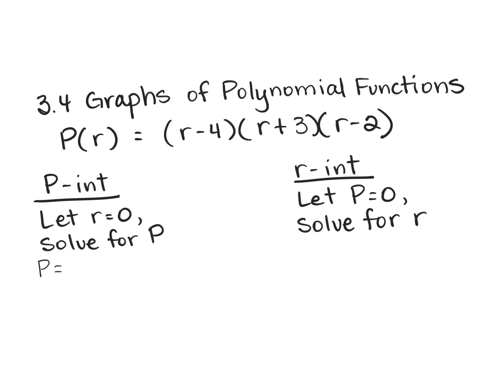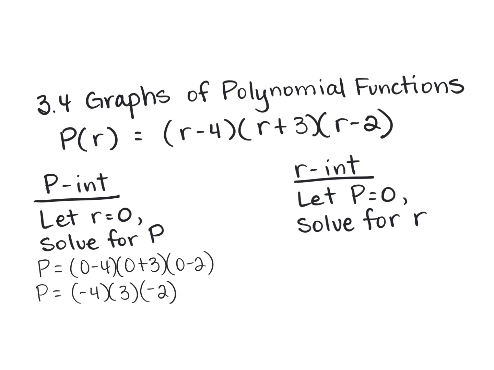So we have p is equal to, and everywhere we see an r, we're going to plug a 0 in. So 0 minus 4 times 0 plus 3 times 0 minus 2. And again, as I warned in the last video, be careful with these and slow down and write this step in so you don't miss a sign somewhere. You're going to be doing this for something different at the end of this section, so slow down a little bit. So we have a negative times a negative, that makes a positive. You have 12 times 2 is 24. And again, if they want ordered pair points, you're going to have 0, 24 for this one.